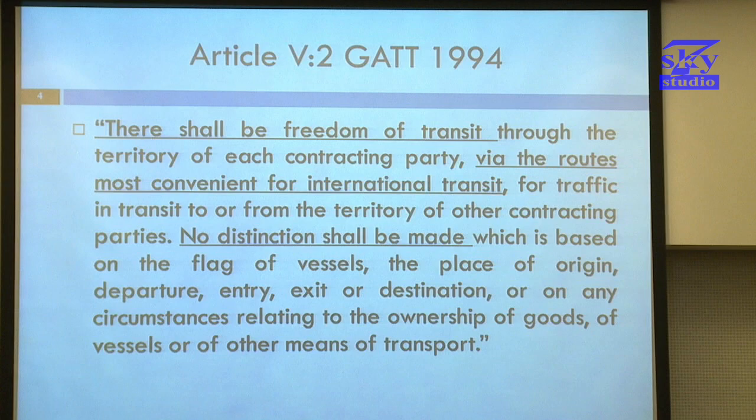So you mean the second sentence, right? Yeah. So, no distinction shall be made which is based on, and then the place of origin, departure, entry, exit, or destination, or on any of the circumstances. I do think really that this is an MFN treatment. I disagree with that view of Russia. No, we say it's MFN. Europe says it's national treatment. In my view, it's MFN.